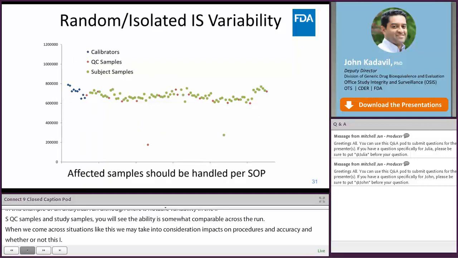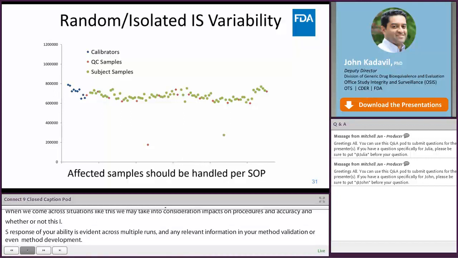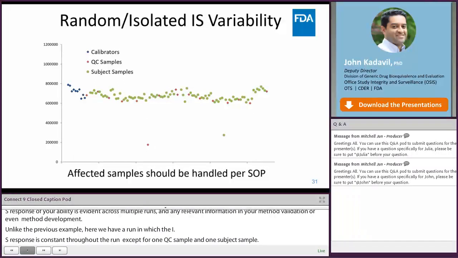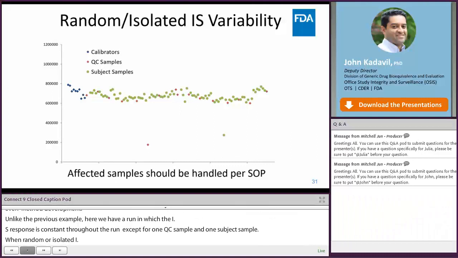Unlike the previous example, here we have a run in which IS response is constant throughout the run, except for one QC sample and one subject sample. When random or isolated IS response variability occurs like this, we may take into consideration any a priori criteria at the firm regarding IS response and dig a little deeper to understand the cause.